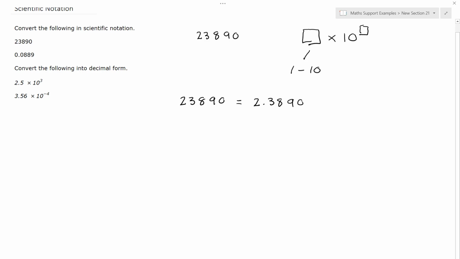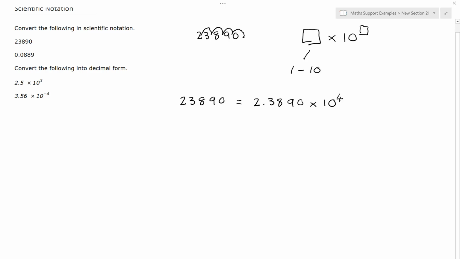2.3890 times 10 to some power. To find out that power, we need to see how many places we need to move our decimal point. If I put my decimal point in here, I see to get it to 2.3890, I need to move it 1, 2, 3, 4 places to the left. So it's going to be 10 to the power of 4.